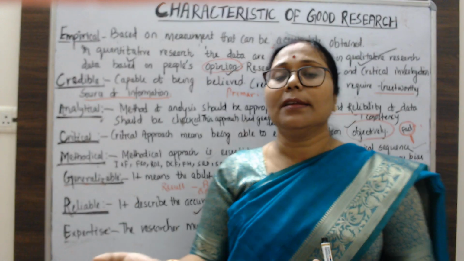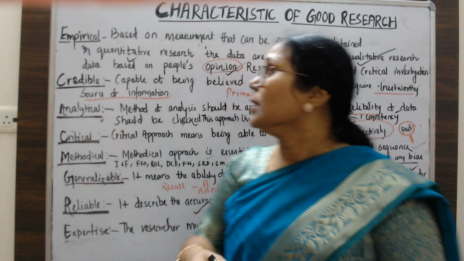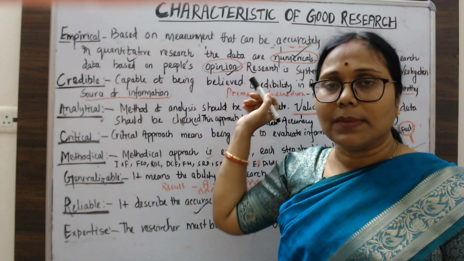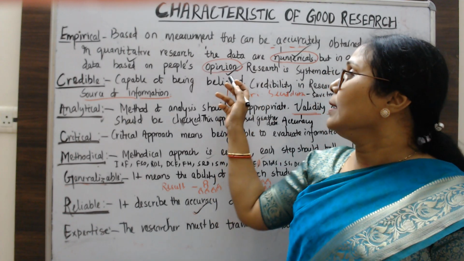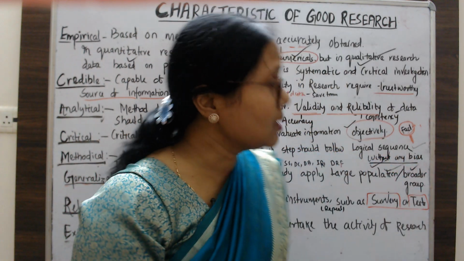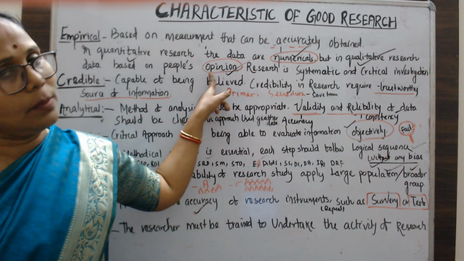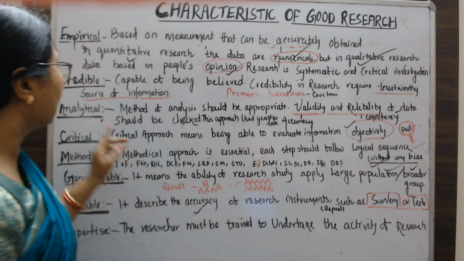You know, in quantitative research, the data are collected in numerical form, and in qualitative research, we collect data on people's opinions. So this is empirical. The next criterion is called credible.